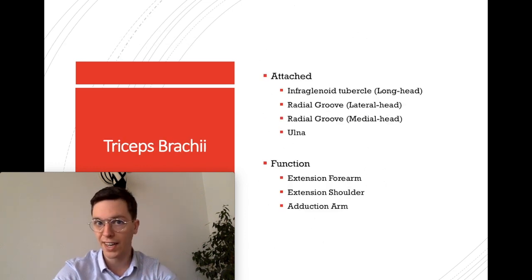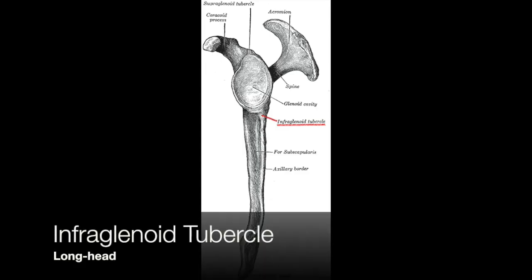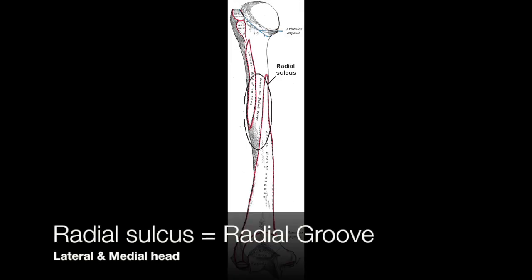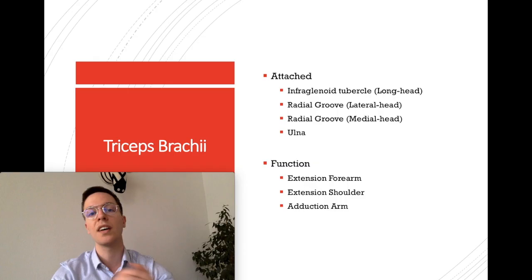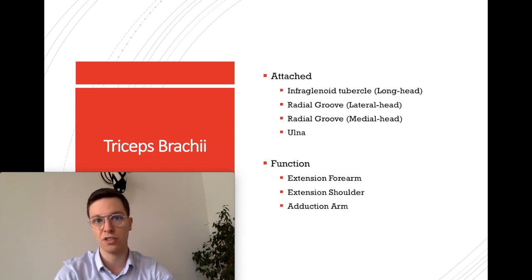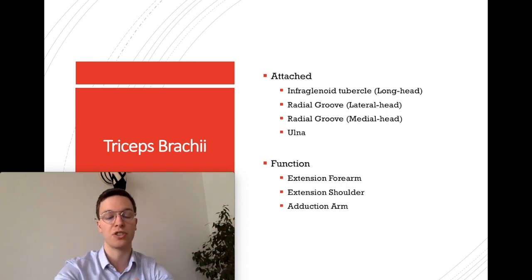The Triceps Brachii has three heads. That's why it's called triceps. Tri stands for three. The long head is attached at the infraglenoid tubercle. And you have the lateral and the medial head, and they are both attached at the radial groove, and they go to your ulna. The Triceps Brachii has three functions. It helps to extend your forearm, extend the shoulder, and do abduction of the arm.